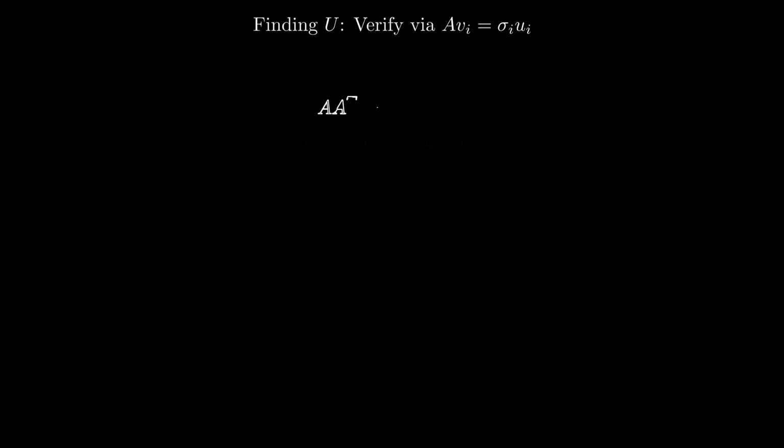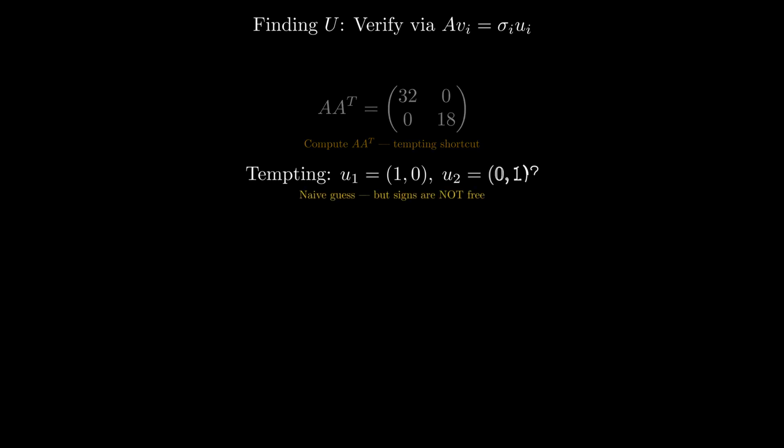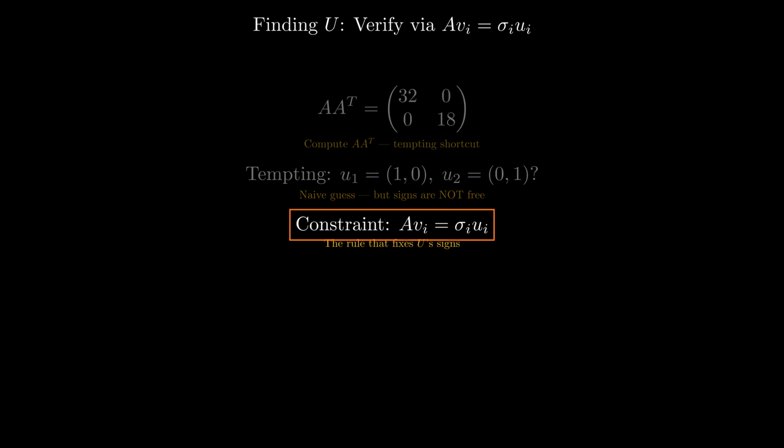Now for U, we could form A times A transpose, and you'd find it equals the diagonal matrix with 32 and 18 on the diagonal. So it's tempting to just write u1 equals 1, 0, and u2 equals 0, 1. But here's the trap. The sign choices in U are not free. They must satisfy A times v sub i equals sigma sub i times u sub i.